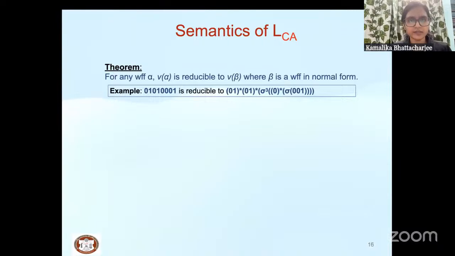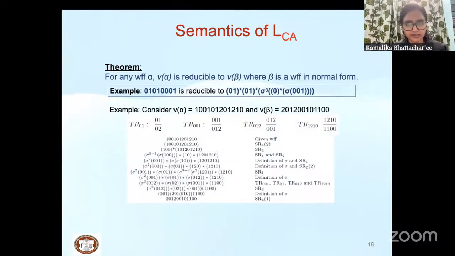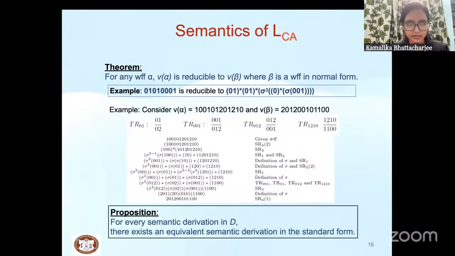This is a theorem that we can prove: V alpha is going to be reducible to V beta, where V beta will be in a normal form. So this is an example. For every semantic derivation in D, there exists an equivalent semantic derivation in the standard form. Here, we may not be following the standard form, but this can be done using the standard form as well. This we can show.